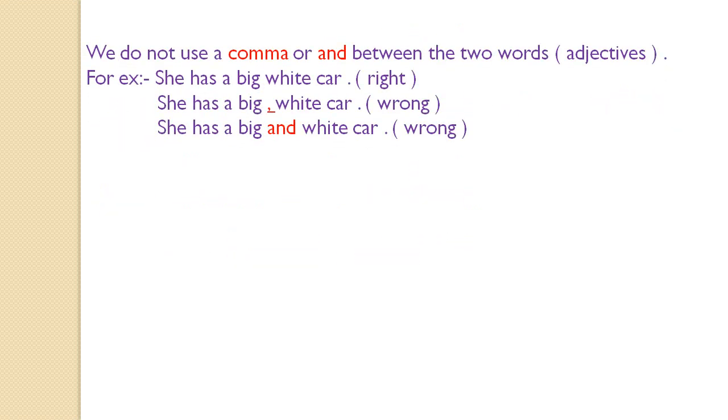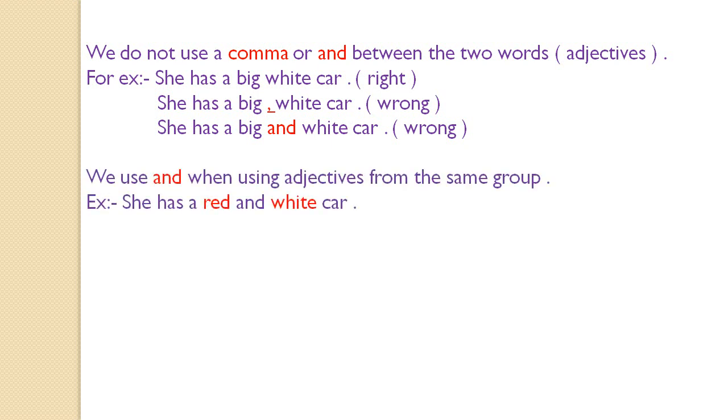We do not use a comma or and between two adjectives. For example, she has a big white car. It is a correct sentence. If I use this sentence in this manner, she has a big comma white car, it will be wrong. Or if I use here, she has a big and white car, it will also be wrong. We use and when using adjectives from the same group.